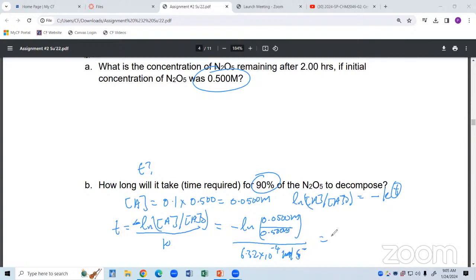So let's see what this gives. So 0.05 divided by 0.5 gives you 0.1. And then you find the natural log of that. Take away the negative sign. And then divide that by 6.32 times 10 to the minus 4. And according to my calculation, I have to round this off to 3 sig figs. So I got 3.64 times 10 to the 3, and the units would be seconds. And that's how that is done.